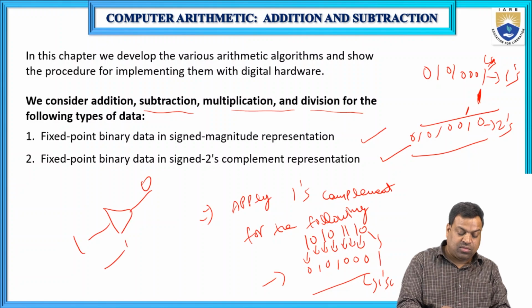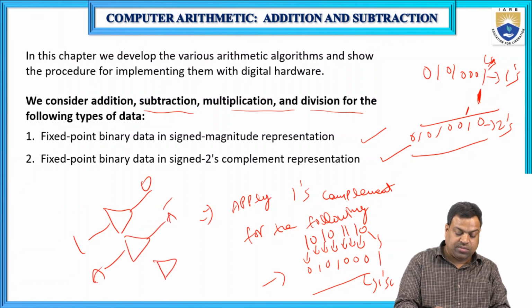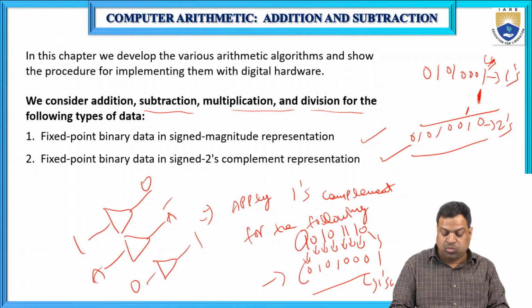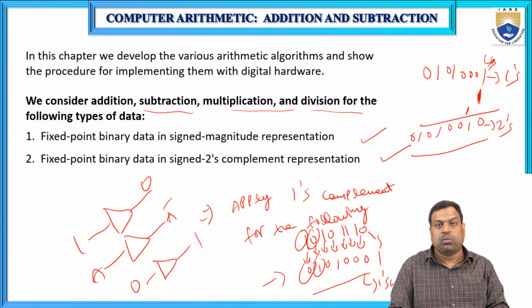A, if I am giving A, I am getting A bar. 0 is 1. So like this, if I am giving 1 input, output will be 0, and 0 input, 1 output. Okay, it is called the ones complement. So we are complementing the value, that is a ones.